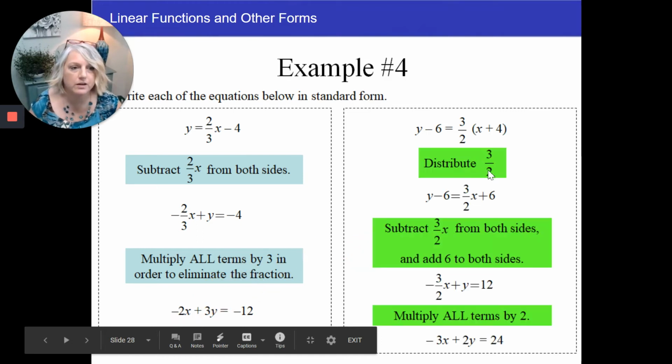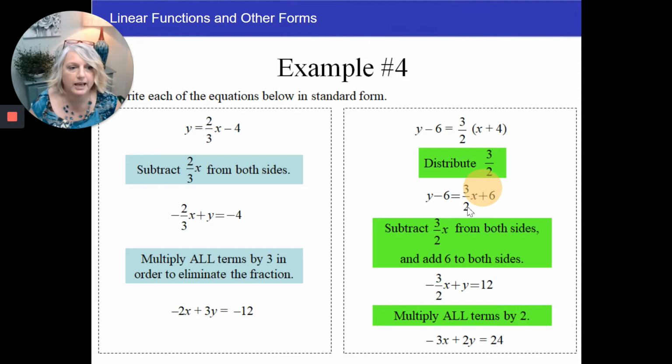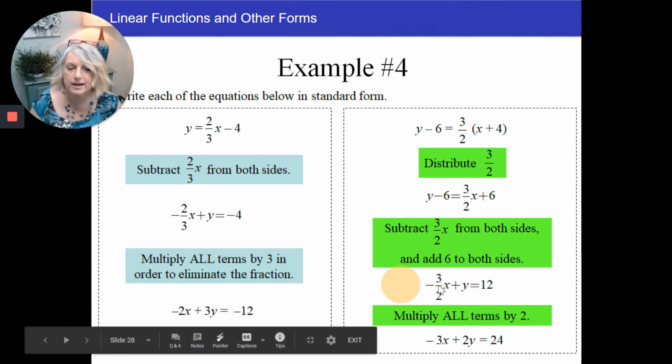And then same thing over here, distribute your 3/2. That got me to here. Then I subtract the 3/2 x, and I add 6 over to that side. That got me to here. And then multiply by 2 to clear the fraction, and I end up with that standard form.